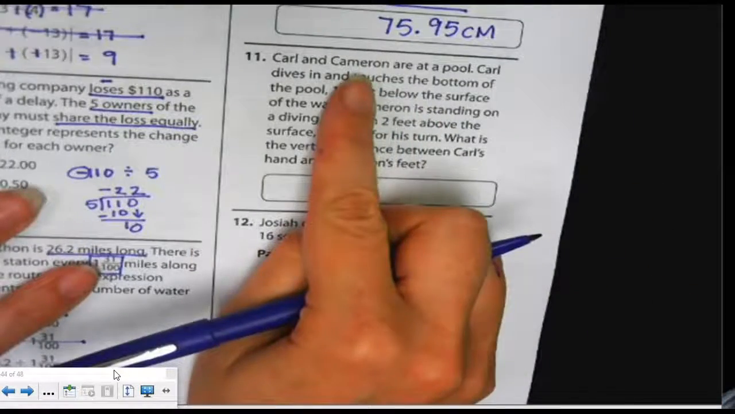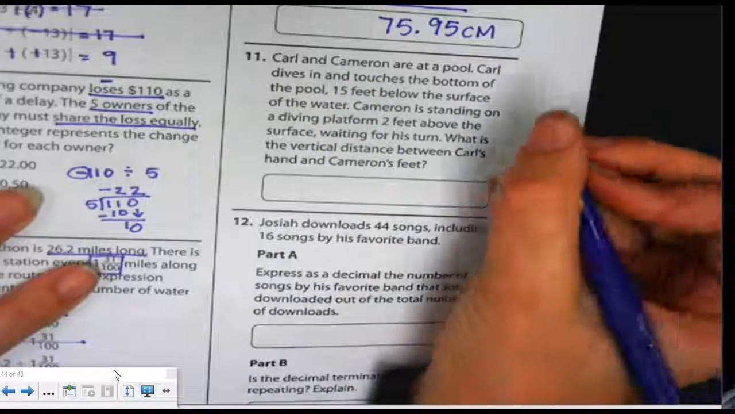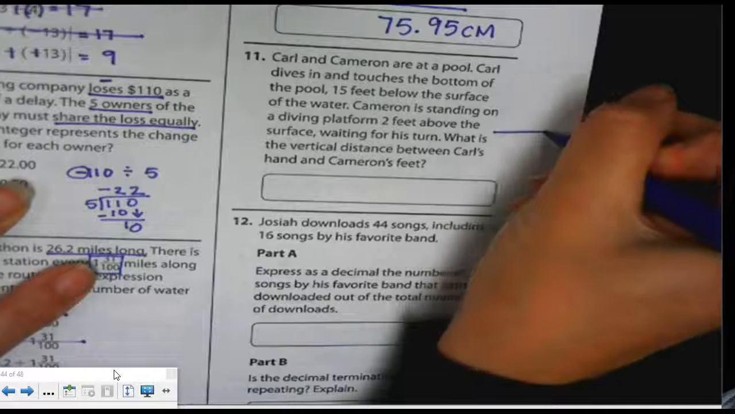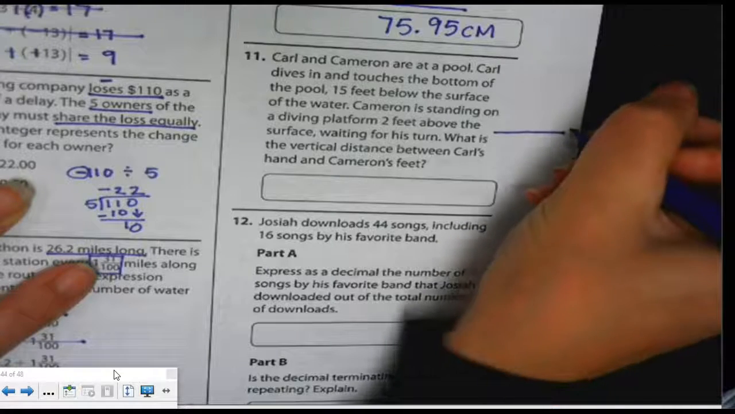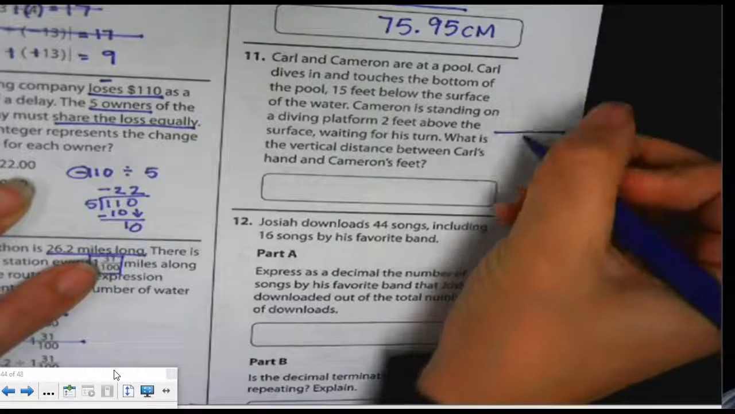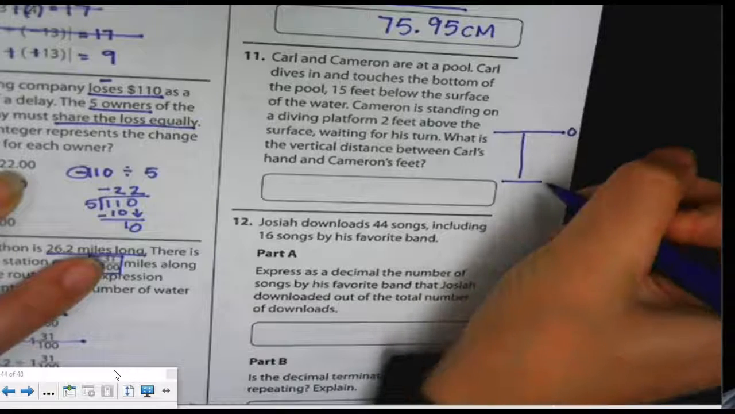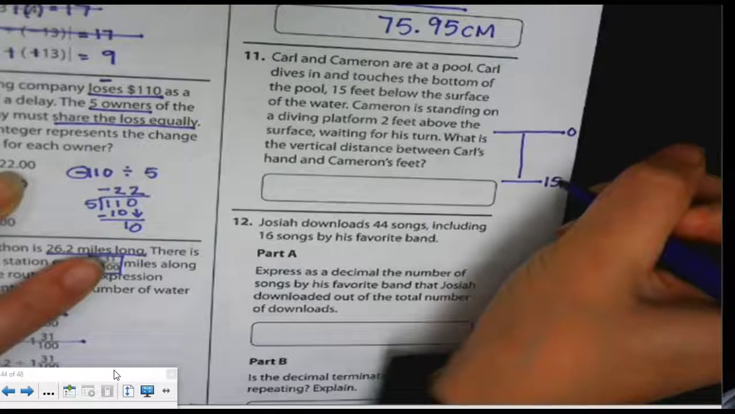Number 11, it says Carl and Cameron are at a pool. Carl dives in and touches the bottom of the pool. So I'm going to draw my pool. Let's say this is the surface of my pool, and that's going to be 0. So he dives and touches the bottom of the pool. And when he touches the bottom, this is going to be 15 feet, it says.